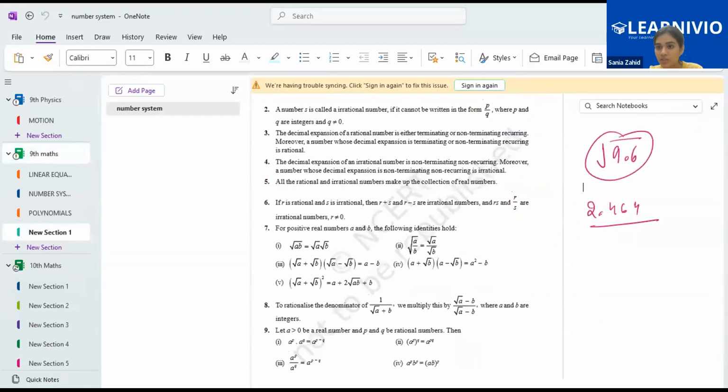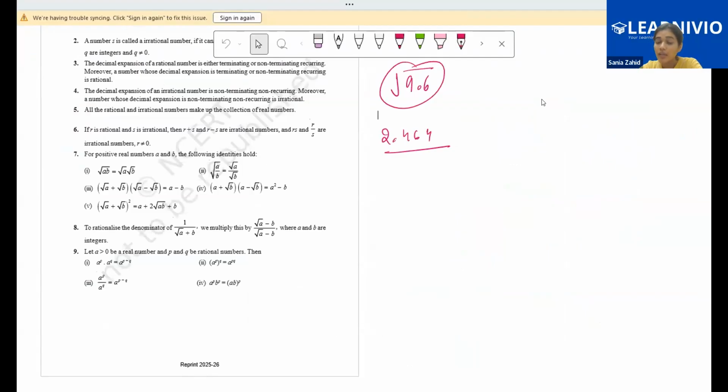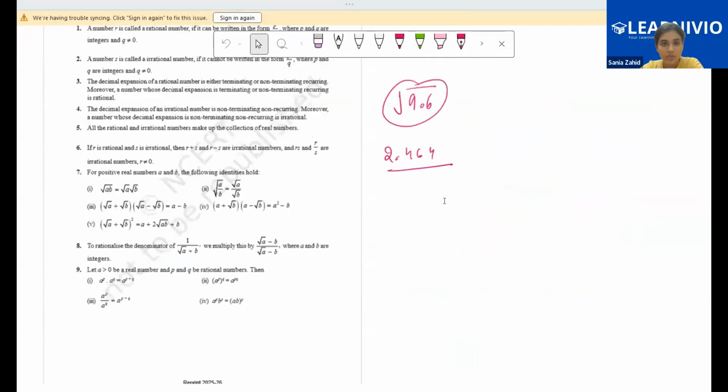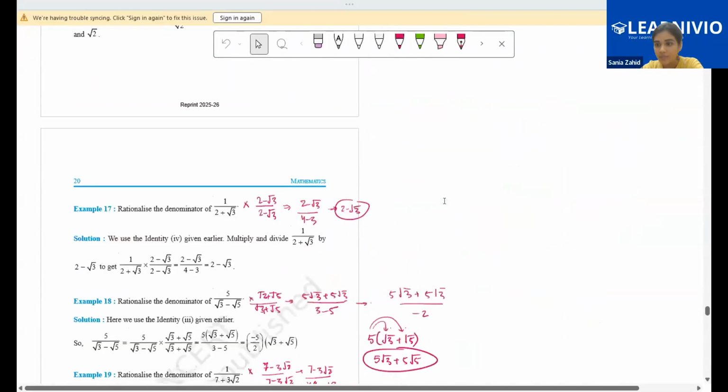So, children, we were doing this lesson, number system, in the last class, and we have almost completed this lesson. Only one topic is left, that is plotting point numbers like root 9.6 or root 9.2, etc. Those kinds of numbers, how do we plot them on the number line? Those kinds of questions are there. So we just have to look at them.